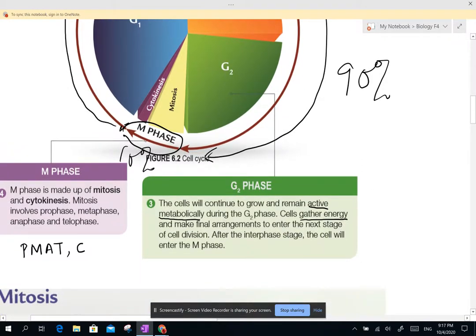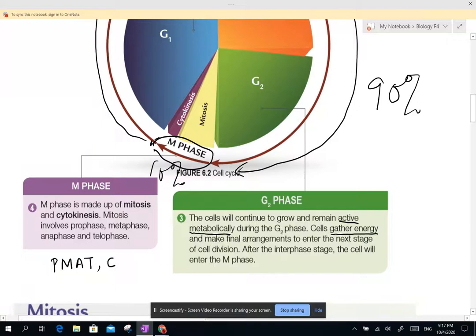Lastly, after that, you have the G2 phase. In this phase, the cell remains metabolically active. That means a lot of energy is being produced, and the cell gathers enough energy to make the final arrangements to enter the next stage. The next stage will be the M phase. Okay, I'll stop here.